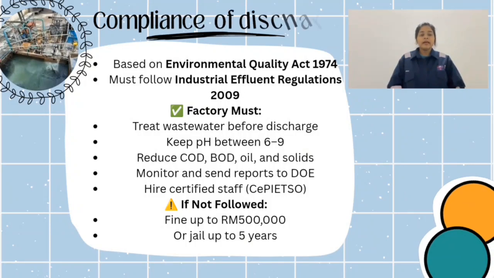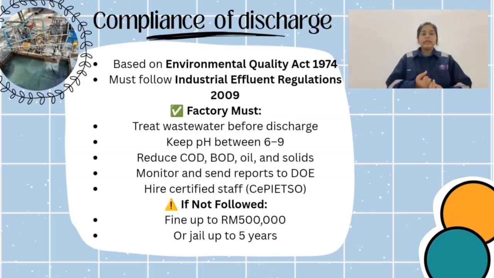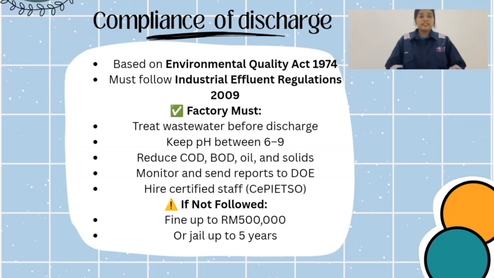Next, it's about compliance in Malaysia. In Malaysia, factories must follow the Environmental Quality Act 1974. They must treat their wastewater properly, keep pH between 6 to 9 and reduce the pollution levels. They need to test water often, report to the Department of Environment (DOE) and hire a trained person called CEPIETSO. If not followed, the factory can get a fine of up to 500,000 ringgit Malaysia and or even get jailed.